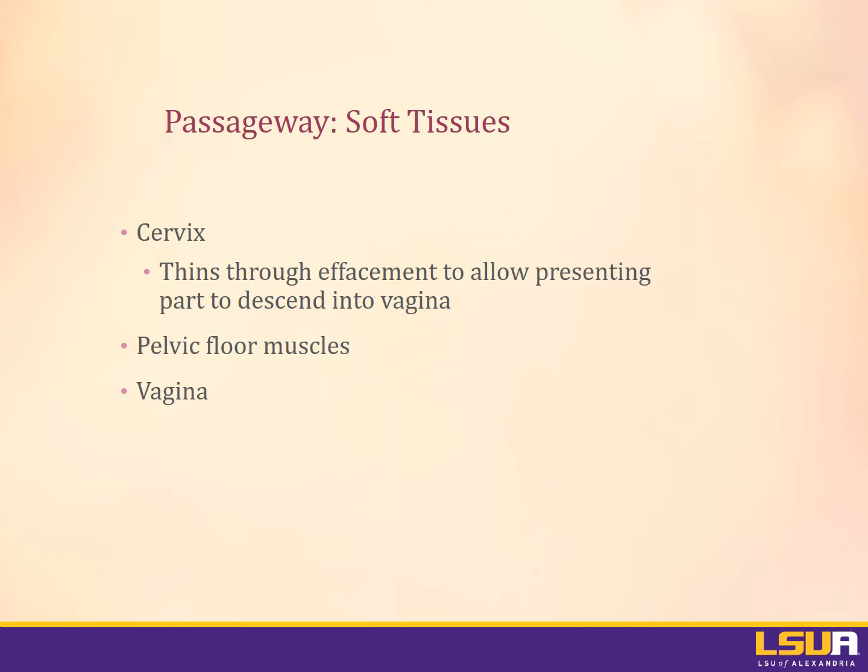Soft tissues are another part of the passageway, which include the cervix, the pelvic floor muscles, and of course the vagina. And these are all areas that, through effacement, the baby's head is able to go through the cervix as it thins. And the pelvic floor muscles help the baby to rotate, and we'll show you some pictures and talk about rotation and transition in a little bit. The vagina muscles have to stretch, they have to expand for the fetus to pass through.